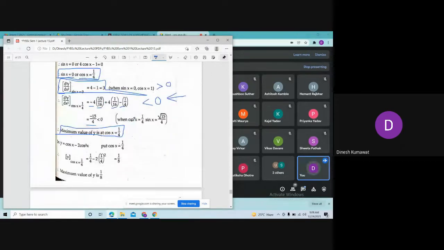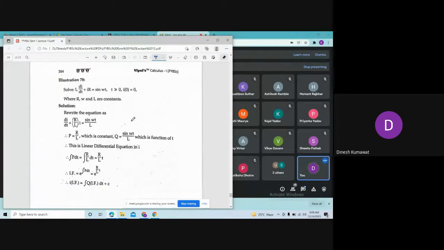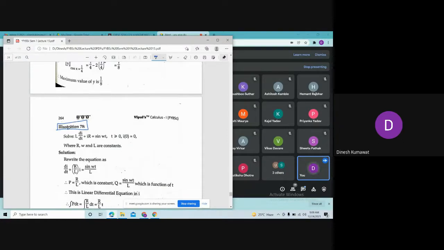Okay, now I am leaving the remaining problems for your homework. Now you can see this is based on what? I think you have studied this in this semester only. Where you have studied this? Have you studied LR CR circuits in physics? No, sir. It is in second semester, I guess.